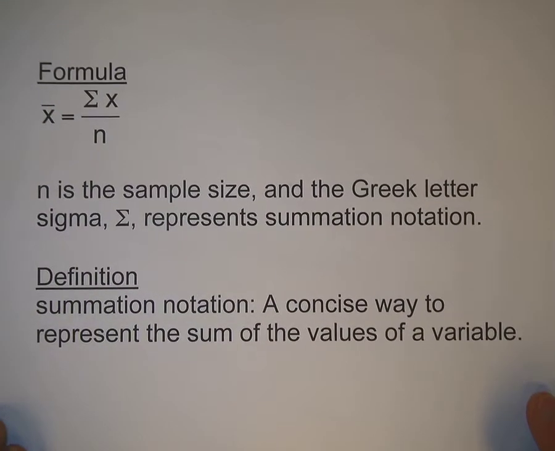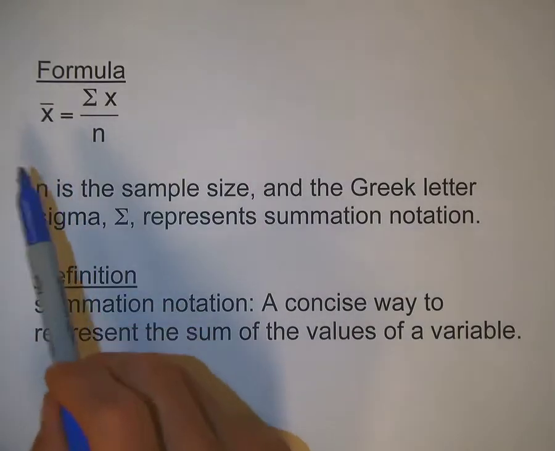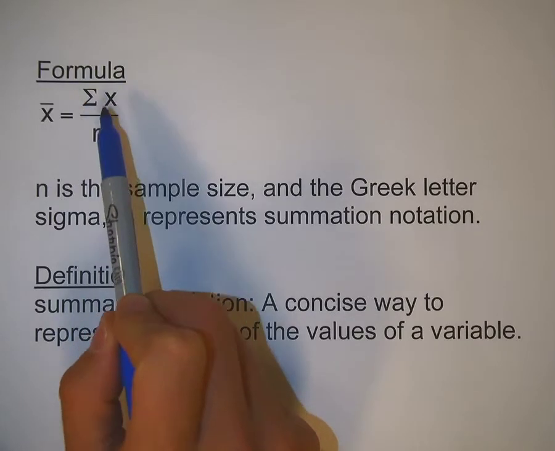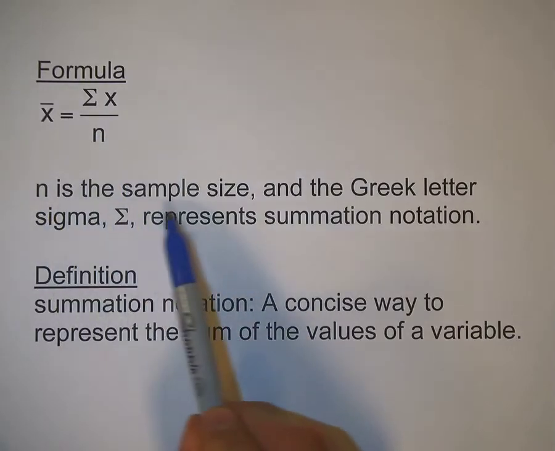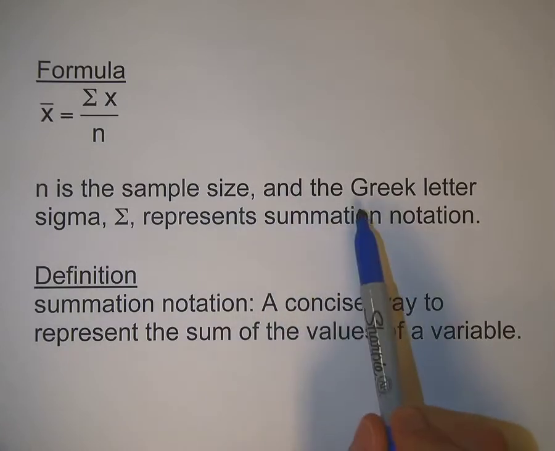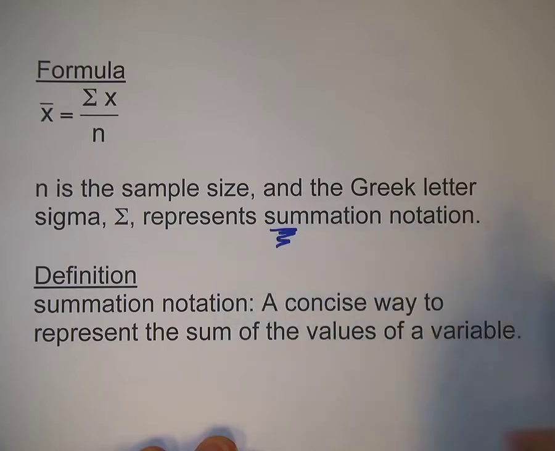Okay, so let's actually calculate a mean. Before we do that, let's take a look at the formula. So the formula is x bar equals sigma x over n. Now, sigma is the Greek letter for summation notation. N is the sample size, so how many numbers you are adding up. The root word of summation is sum, meaning to add. So summation notation is a concise way to represent the sum of the values of a variable.